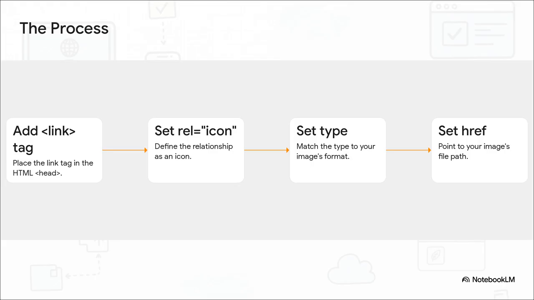One, you add a link tag to your HTML head. Two, you set its relationship to icon. Three, you define its file type. And four, you point the href to your image file. That is it. Seriously, refresh your page, and your brand new icon should pop right up in the browser tab.